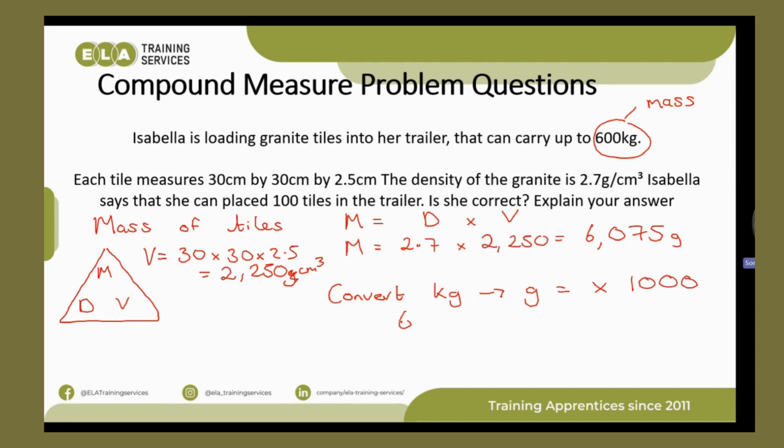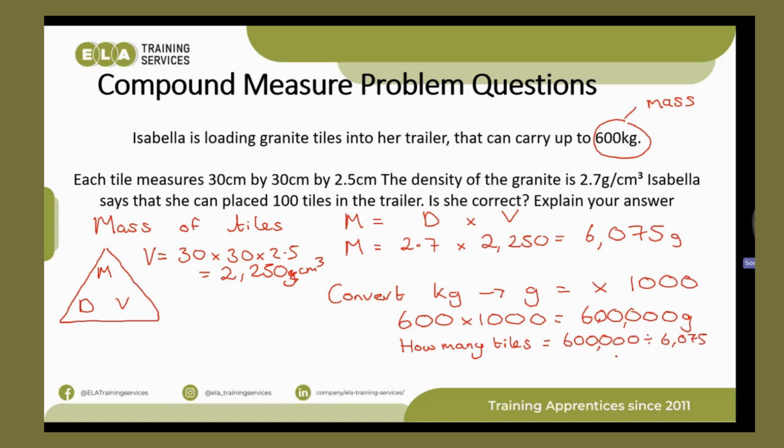So we need to convert the kilograms into grams. 600 multiplied by 1,000 is 600,000 grams. And then we need to work out how many tiles can fit, because we know each one is about 6,000. So we're going to do 600,000 divided by 6,075, and let's see how many fit.